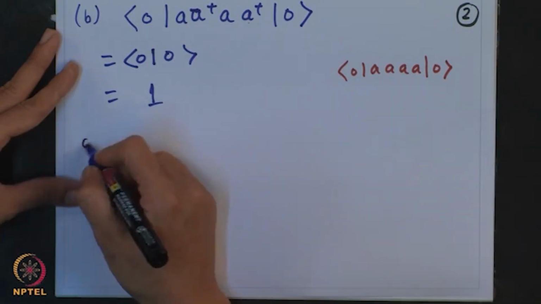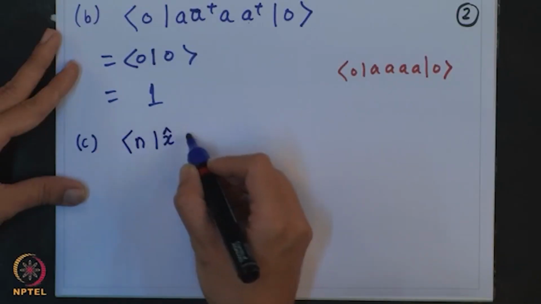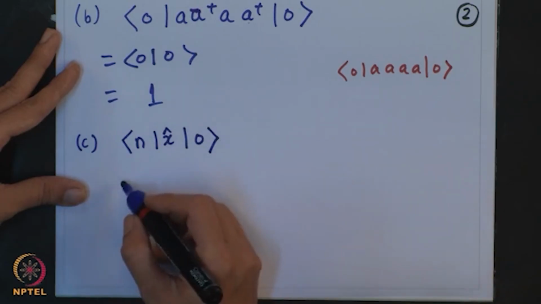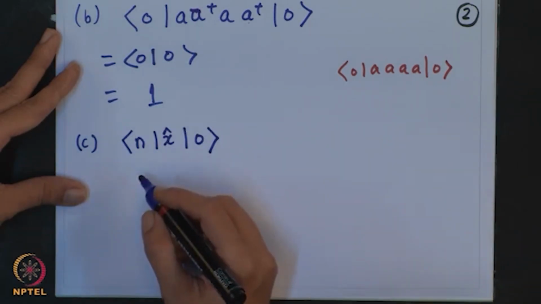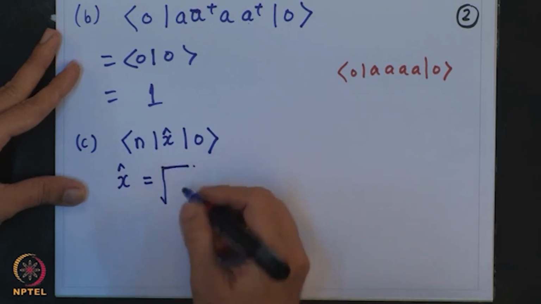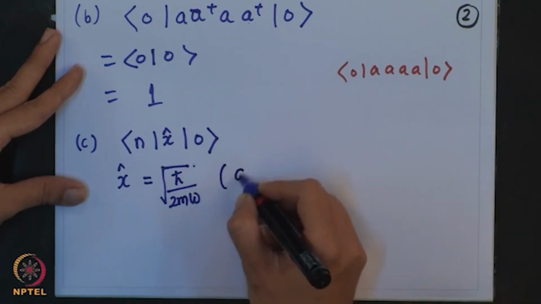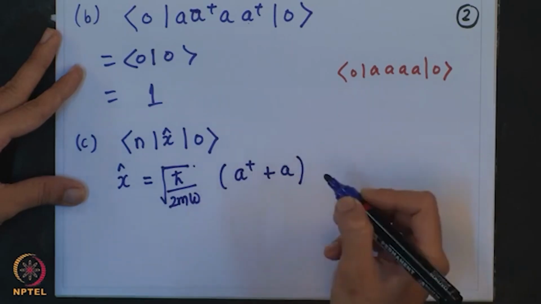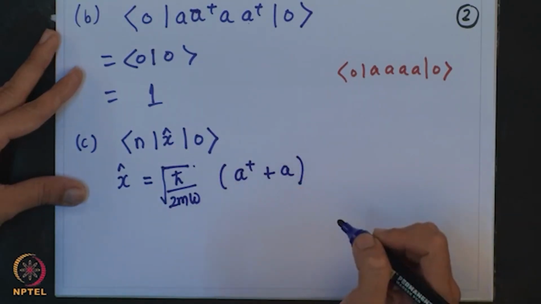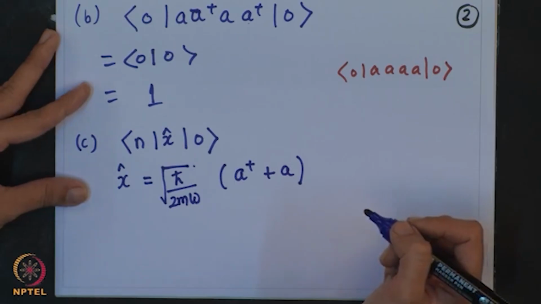Let us go to the third part of the first problem, that is, the inner product of ket n with x acting on ket 0. Now, you have to remember the definition of x, the position operator, and p, the momentum operator, for the next problem. The position operator can be written as the square root of h cross upon 2 m omega into A dagger plus A. We will also require the momentum operator for the last problem.